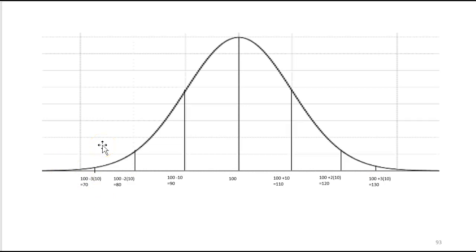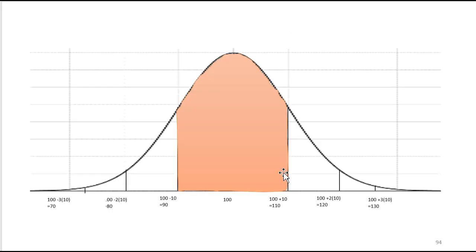Next, we're going to shade in the area representing the probability that a randomly selected person has an IQ between 90 and 110. In other words, we're going to shade the area under the curve between those two values. If we do so, we get this image. Notice that we've shaded the area from one standard deviation below the mean up to one standard deviation above the mean. Applying the empirical rule tells us that the shaded area is 68%. Therefore, the probability that a person has an IQ between 90 and 110 is equal to 68%, or 0.68.